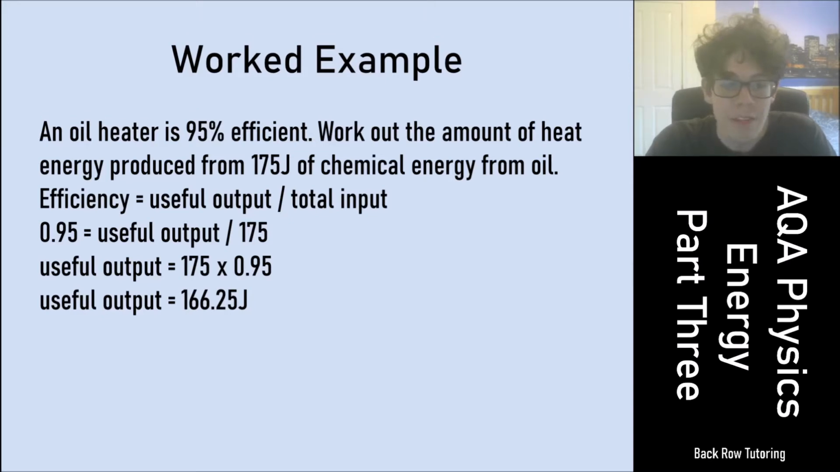So 0.95, well that's our efficiency because it's given to us in the question. 95% is just 0.95 as a decimal. So 0.95 is equal to useful output divided by 175. So the useful output, if we rearrange that formula a little bit and we multiply, we get 175 times 0.95. So our useful output energy is 166.25 joules.